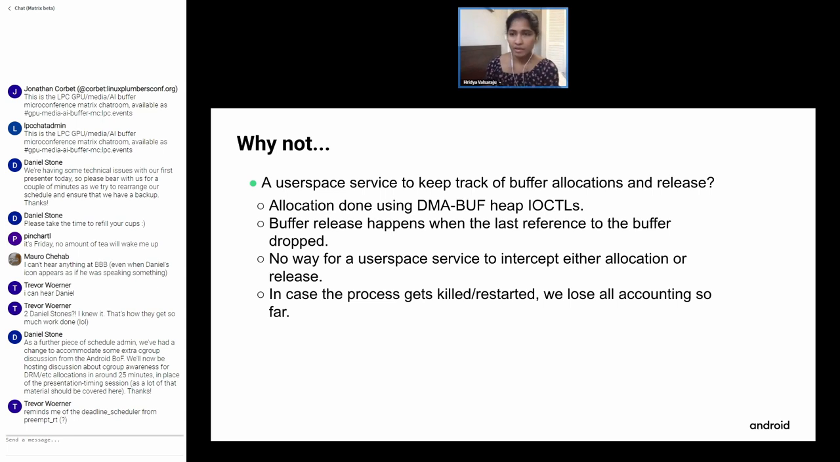So basically, there is no way for us to guarantee that the user space service would intercept all allocations and releases. And this is very important for our use case of setting an upper limit on how much DMA-BUF memory can be allocated on behalf of a process. Additionally, if the user space service aggregating this data got killed or restarted for some reason, we would lose all accounting so far. So until the device reboots, we wouldn't have an effective tracking available.